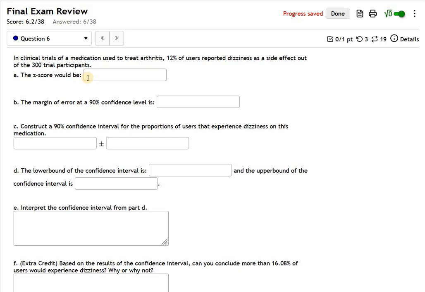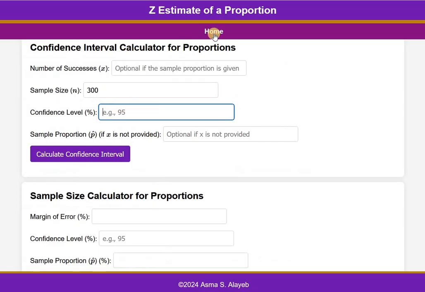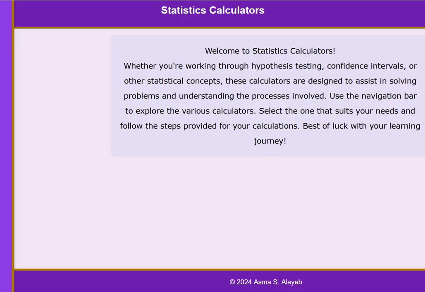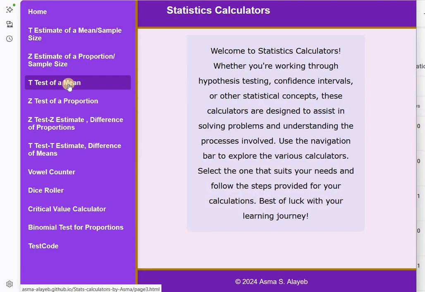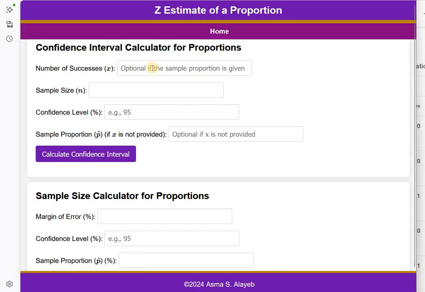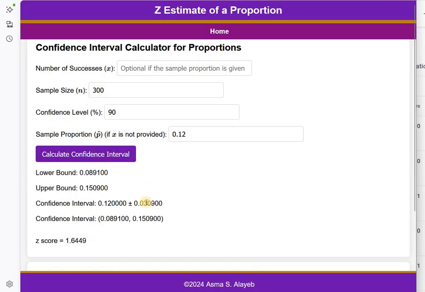So I will be using an online calculator here. Let me go to the home page first. The calculator I will be using is estimating a population proportion, because a confidence interval for proportion means estimating a population proportion. That is this link right here. We were given p hat, which is 0.12, and then n is 300, and the confidence level is 90%, and that will give me the margin of error.